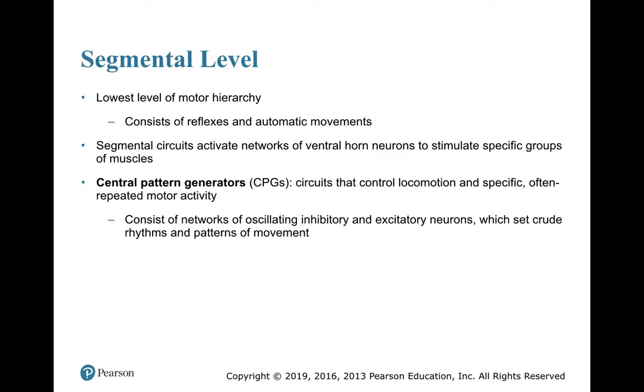So the segmental level is the lowest level of the motor hierarchy. It's the reflexes and automatic movements that occur. Segmental circuits are going to activate networks of the ventral horn neurons to stimulate specific groups of muscles. And we have things called central pattern generators, which are circuits that control locomotion and other specific, often repeated motor activities. So they consist of networks of oscillating inhibitory and excitatory neurons that set a crude rhythm and pattern of movement, similar to what we thought was going on with respiration control.